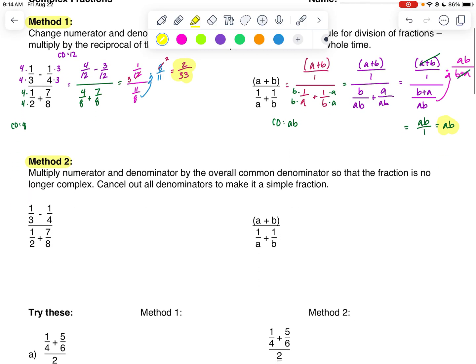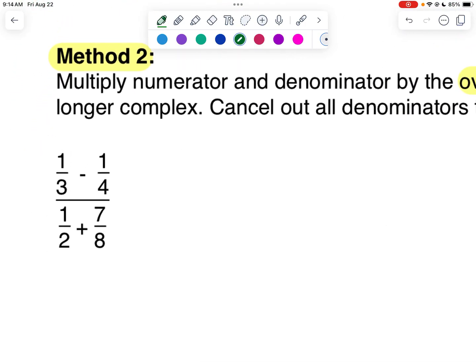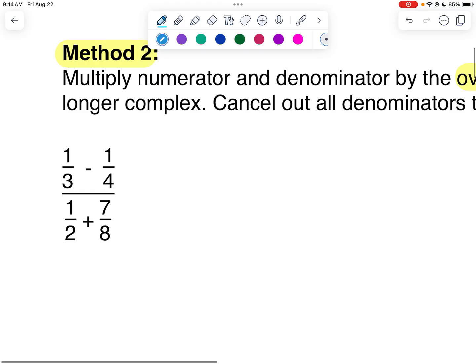Method 2, it says multiply numerator and denominator by the overall common denominator. This is your hint, overall common denominator, so that the fraction is no longer complex. And then you'll go ahead and do some cancellations to make it into a simple fraction. So as you can see, these are the same examples. I just want to go ahead and show you both methods using the same examples. It'll give you the same answer, or it should.